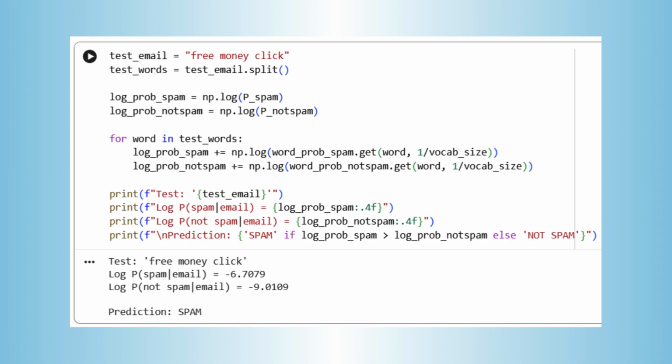We start with calculating prior probabilities and log of it. Then, for each word, we calculate the log of probability of being spam or not spam.